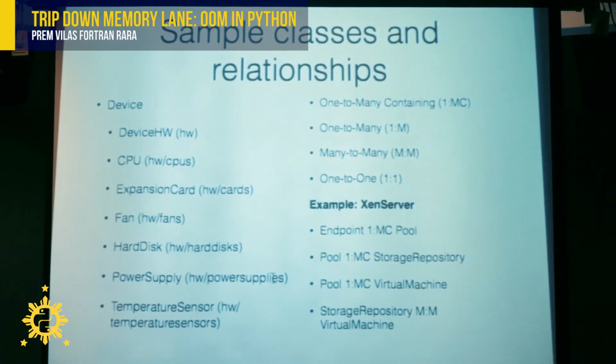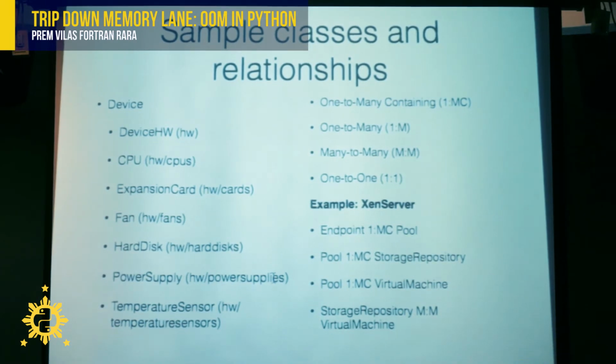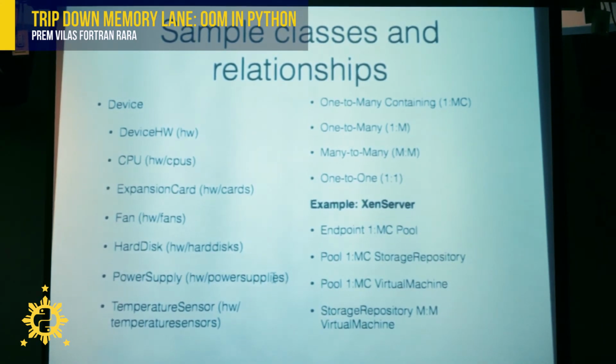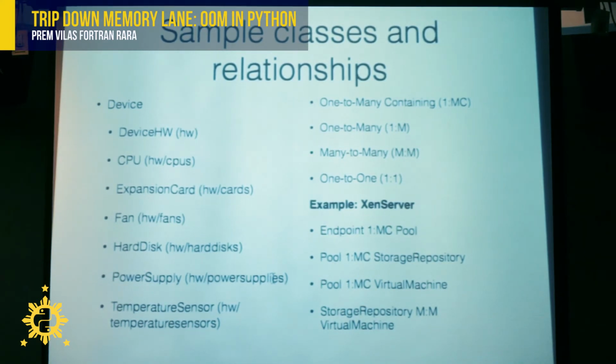One thing that also compounds the issue is we have a lot of objects. I am giving you an example here: device, hardware, CPU, and the objects also have relationships with other objects. A good example here would be a sensor where an endpoint would have many pools, and a pool could have many storage repositories and virtual machines, and a storage repository could be used by 0 or more virtual machines. So you multiply all those relationships, and you have a very messy relationship.